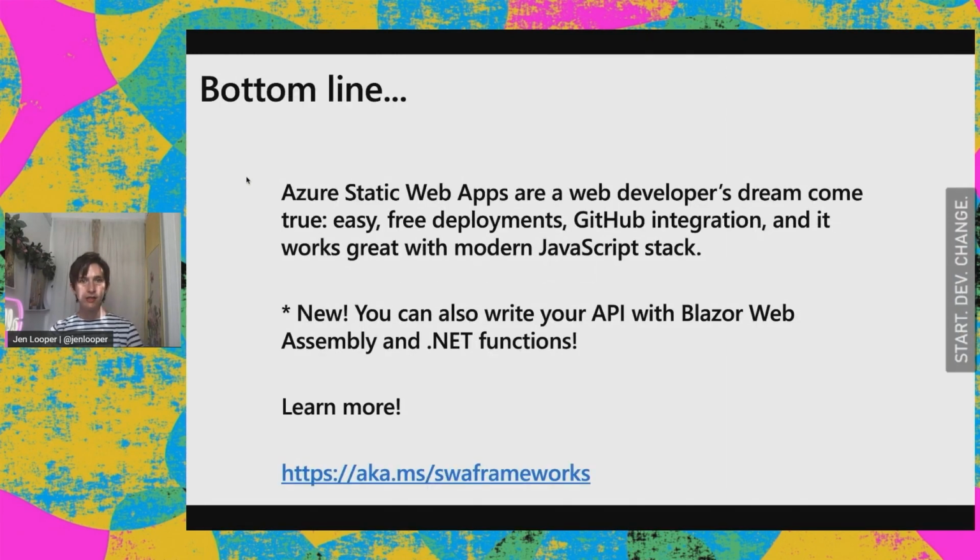Okay. So honestly, the bottom line is that Azure Static Web Apps are a web developer's dream come true. It gives you easy and free deployments. It gives you this beautiful GitHub integration. It works really nicely with the modern JavaScript stack. And I've been blabbering a lot about the modern JavaScript stack. But as of Ignite, we had a new product release, and this is really exciting. So you can also write your API with Blazor WebAssembly and .NET functions. So this is very, very nice in case you don't want to write that middle tier that's talking to a database with JavaScript. You can use Blazor, WebAssembly, and .NET especially for that API.